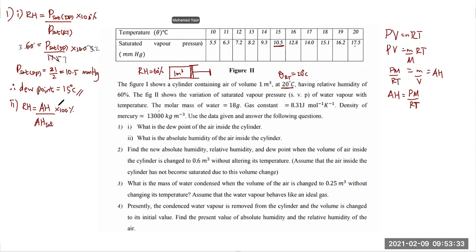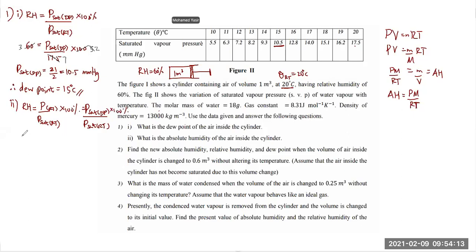And remember one more thing. Not this equation actually, I should have compared the other equation. There is another equation for relative humidity. That is this: vapor pressure at room temperature over saturated vapor pressure at room temperature, times 100. And also that is equal to saturated vapor pressure at dew point over saturated vapor pressure at room temperature, times 100.